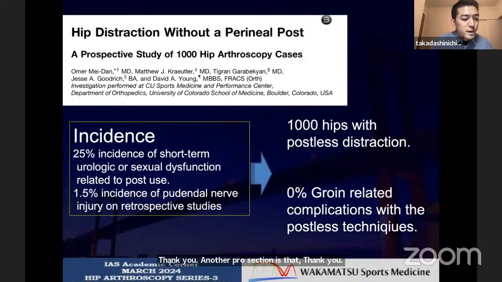Dr. Mei Zhang also reported a 25% incidence of short-term urologic or sexual dysfunction related to post use. Additionally, he reported a 1.5% incidence of pudendal nerve injury in retrospective studies. For that reason, he prospectively looked at 1,000 hips with postless distraction. He demonstrated no groin-related complications with the postless technique. So clearly, the perineal post is a concern for groin-related injuries, and this may be avoidable by using a postless technique.